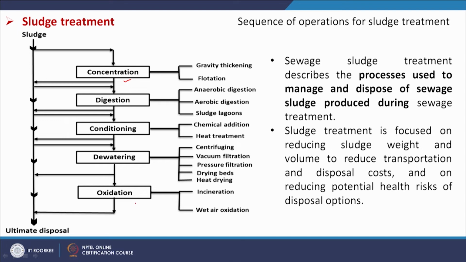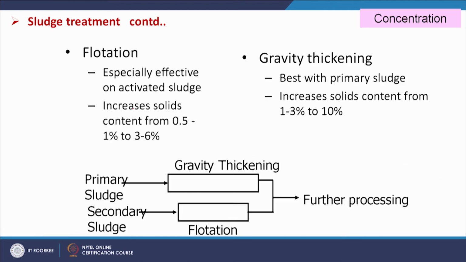And then oxidation, that is incineration and wet air oxidation. Through wet air oxidation, again the organic compounds are converted to CO2 and H2O, and incineration through the combustion process, due to the application of heat, these organic compounds are also converted to CO2 and H2O. What remains, the ash or non-combustible materials, is ultimately disposed of. So, this is the sludge treatment scheme, and we will discuss each step gradually.